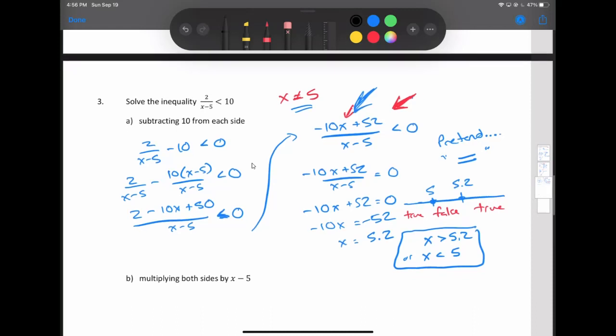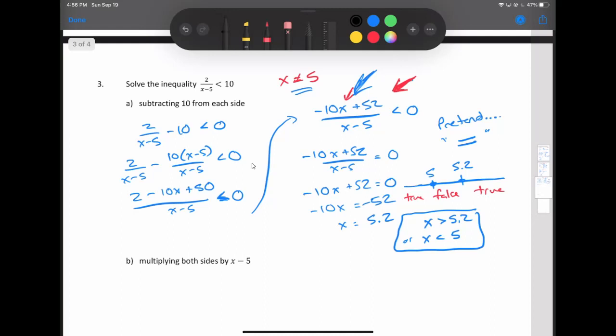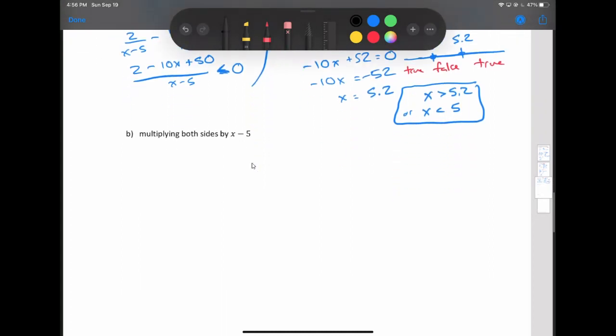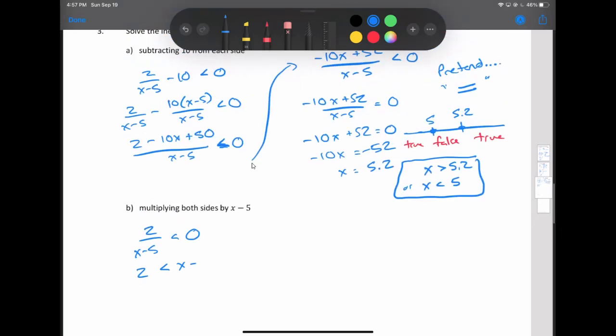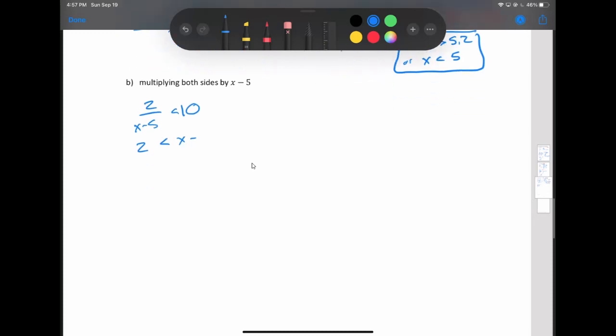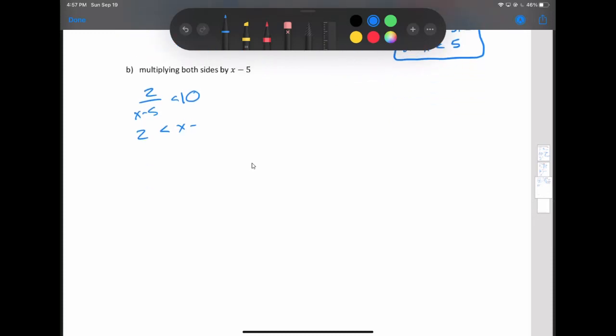Okay, let's try to do the same question again, but I'm going to multiply both sides by x minus 5. So we have 2 over x minus 5 is less than 10. I'm going to multiply both sides by x minus 5. Oh, sorry, that should be 10, not 0. So that gives me 10 times x minus 5.